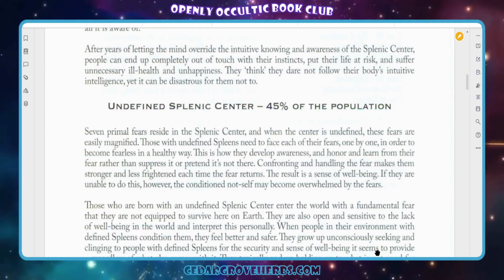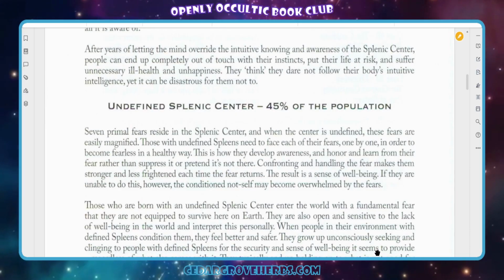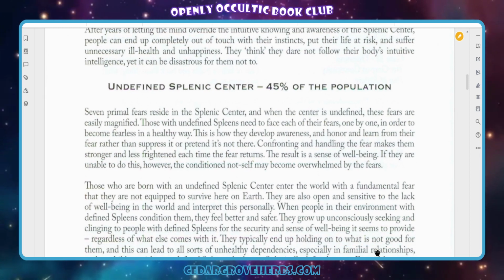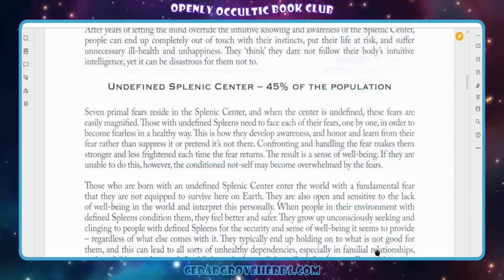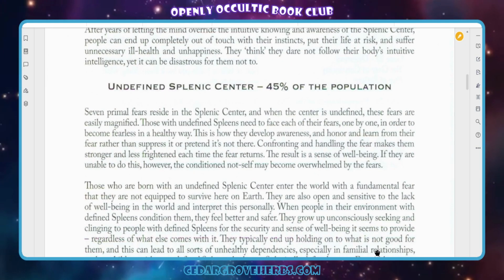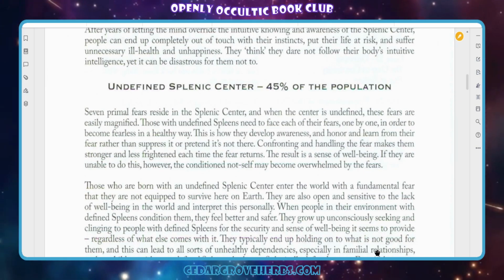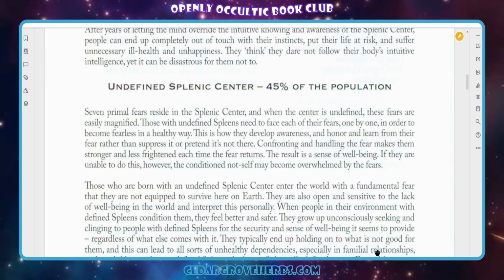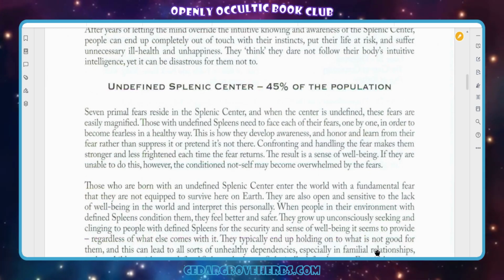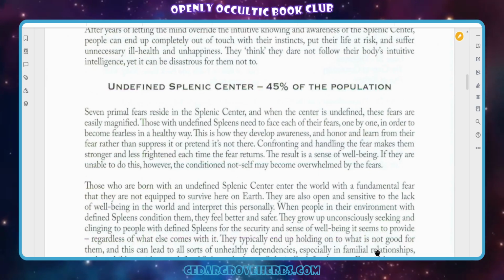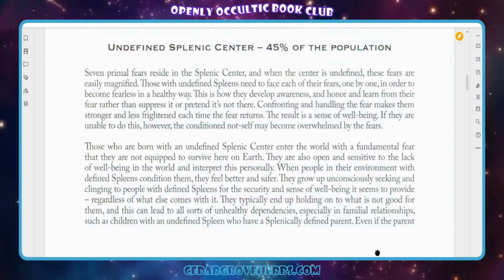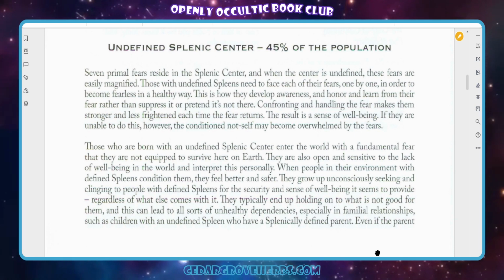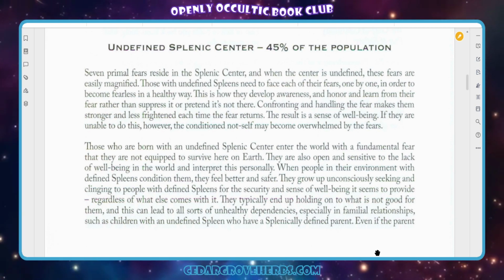Undefined splenic centers are 45% of the population. 7 primal fears reside in the splenic center. And when the center is undefined, these fears are easily magnified. Those with undefined spleens need to face each of their fears one by one in order to become fearless in a healthy way. This is how they develop awareness and honor and learn from their fear rather than suppress it or pretend it's not there. Confronting and handling the fear makes them stronger and less frightened each time the fear returns. The result is a sense of well being.